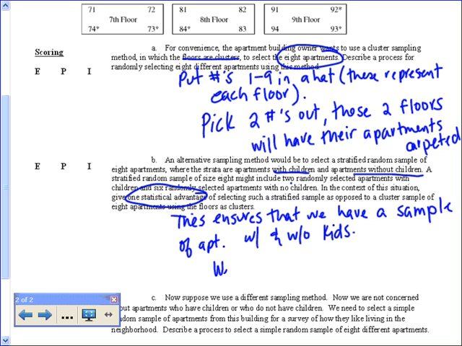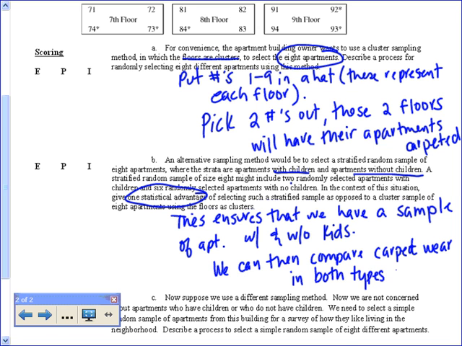So we can then compare carpet wear in both types of apartments. If we took a cluster sample, we might not get that. We might get a sample where all of the apartments have kids or all of them don't.